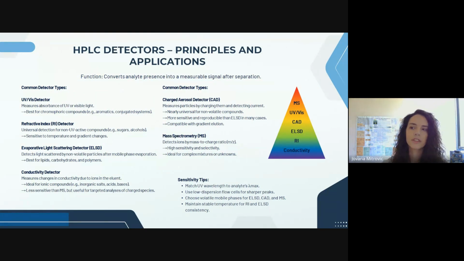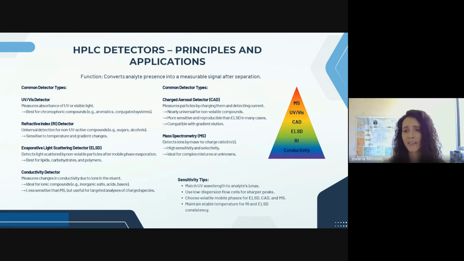Let's now take a closer look at different types of HPLC detectors and how to choose the right one for your application. UV-Vis detectors, for example, are our workhorses, ideal for compounds that absorb UV and visible light, something like aromatics or conjugated systems. We also have something like refractive index detectors. They're universal, but less sensitive. They're great for compounds that don't absorb UV, like sugars or alcohols, but they're very sensitive to temperature changes and not ideal for gradient methods.